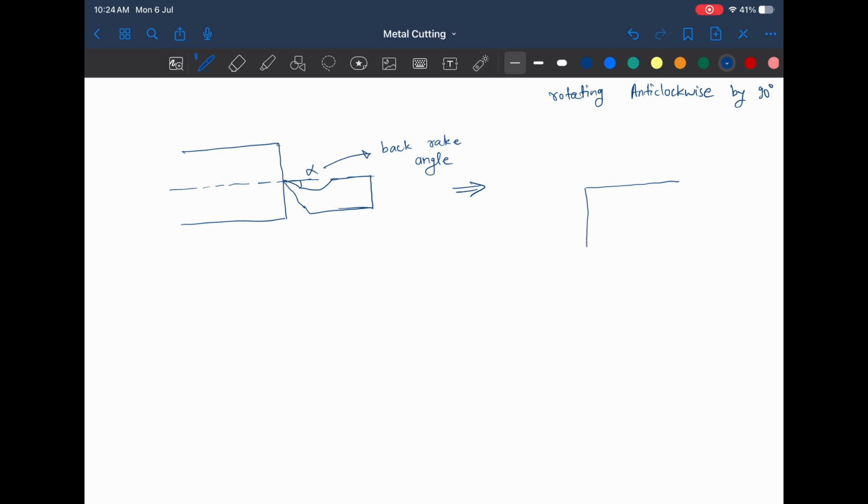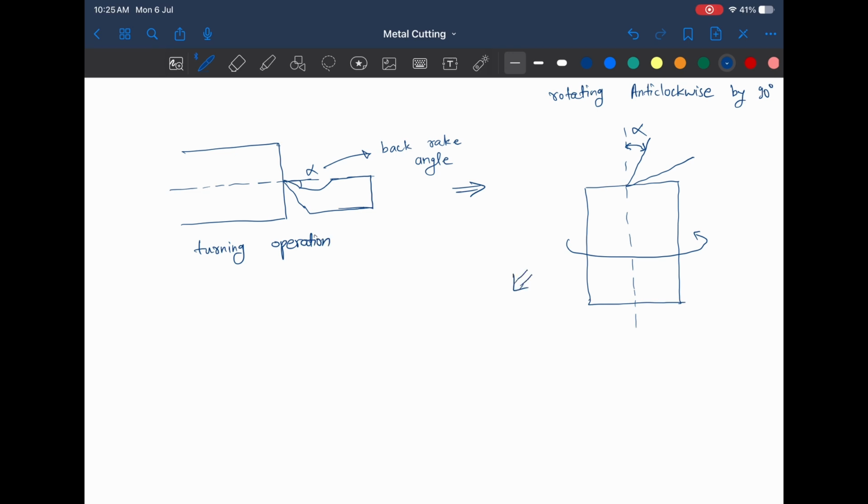We see a similar figure in our textbooks, where the tool is cutting a workpiece, and this is rectangle alpha. This workpiece is rotating at some speed. This is the turning operation.